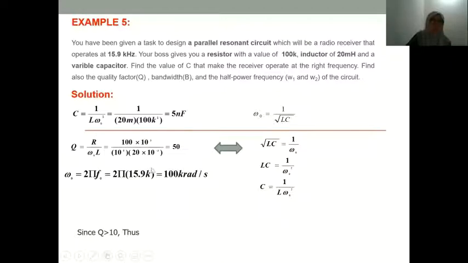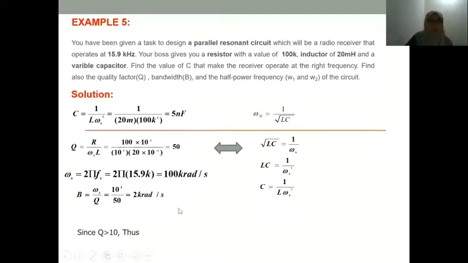For the quality factor, the second equation is the quality factor. You are using the parallel resonance formula, so you refer back to the parallel resonance formula. The quality factor is R divided by omega naught L. You just substitute all the respective values, so the quality factor that you will get is 50.